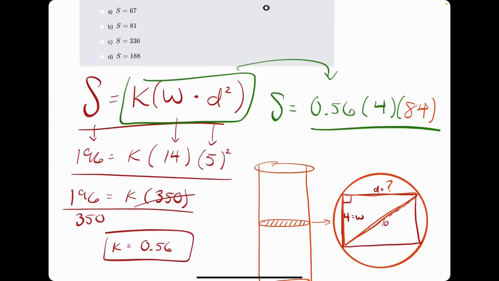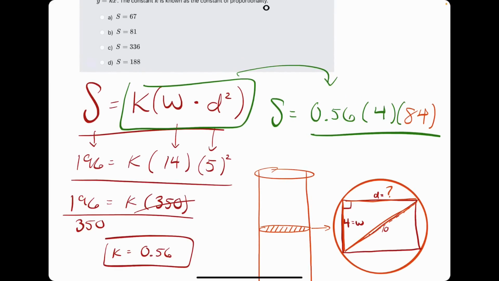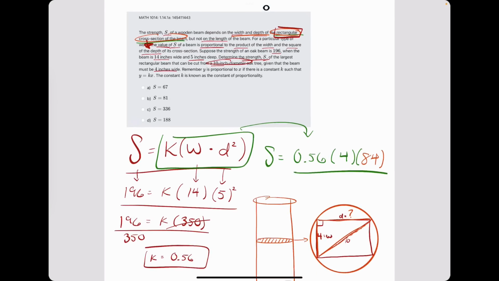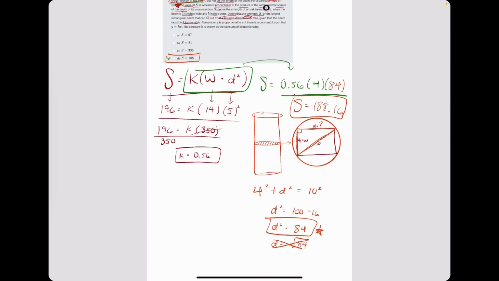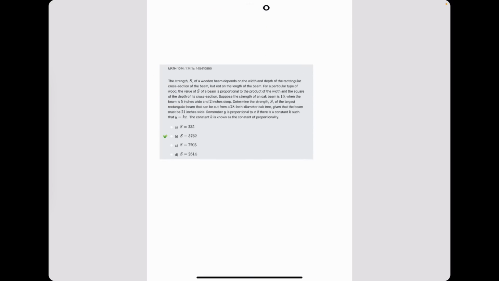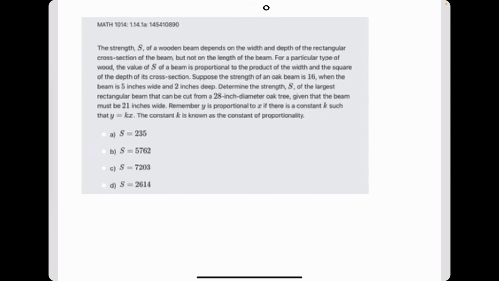So now, if we calculate this, 0.56 times 4 times 84, that would be 188.16. And we do get an answer of 188. That's option D when we break out the eraser. Hope that makes a little bit of sense. That was a little bit of trial and error on my part here. Let's go ahead and do one more example, and let's make it quick.